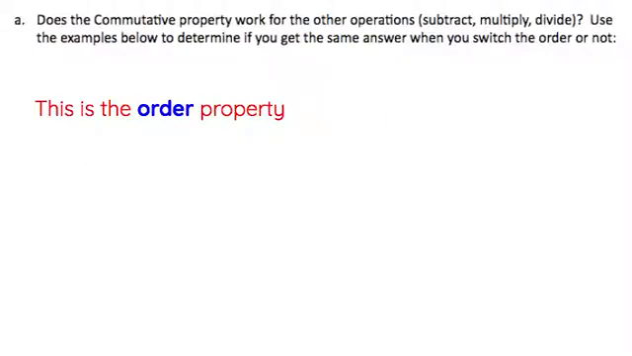So what we're going to look at is, does the commutative property work for other operations? For example, subtraction, multiplication, and division. So we're going to take a look at different equations and determine if you can actually switch the order of the numbers and get the same answer. The commutative property is typically called the order property because we want to see if we can switch the order of the numbers and still get the same answer.